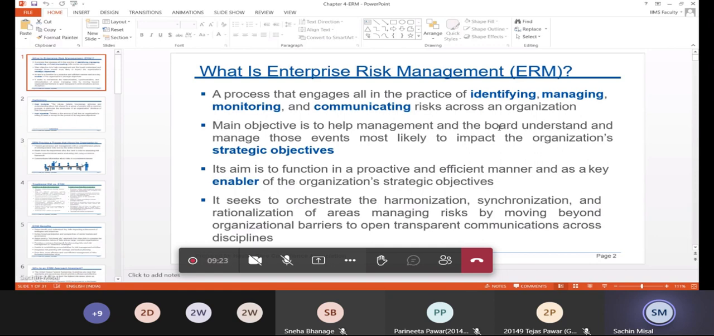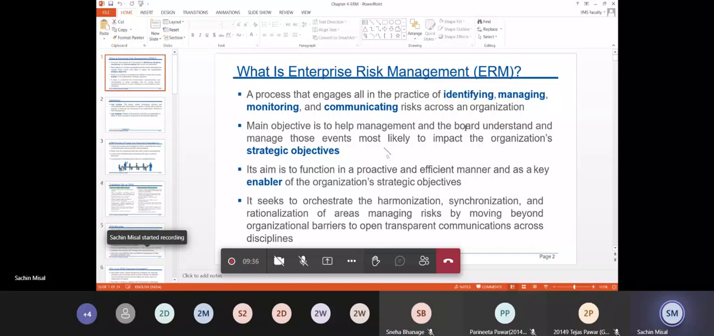So risk is there, but there is a need for management. Yes, there is a risk in every organization, whether it is small, multinational, or big. But there is a need for proper management of risk. Now we can go and see some definitions.